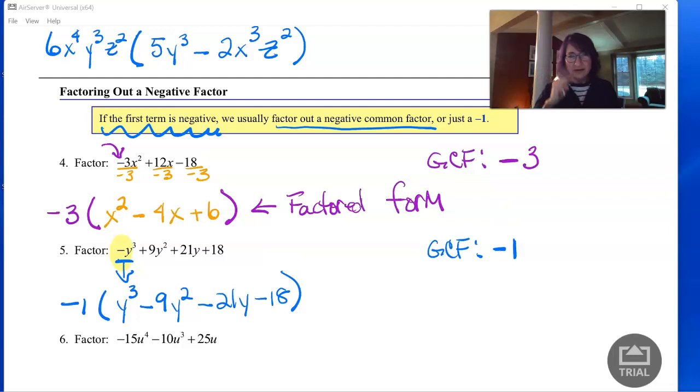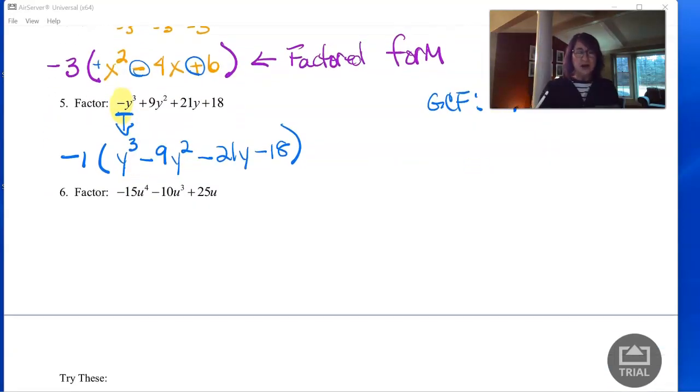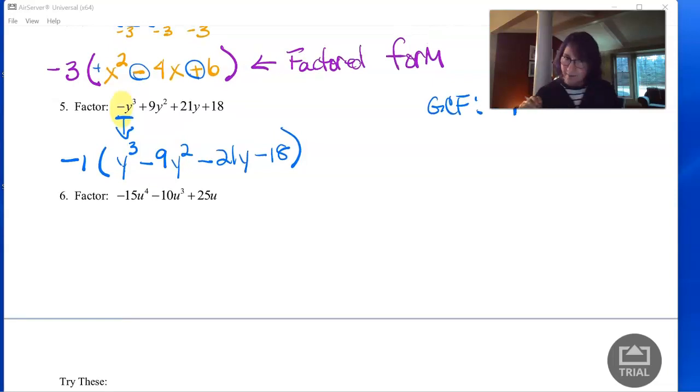That's done. Now let's pause a minute and go back to number 4. Let's see if the same thing happened when we factored out a -3. We went from a negative to a positive, from a positive to a negative, and a negative to a positive. So yes, the same thing happened. All the signs flipped. Okay, so pause, try number 6, and then hit play.